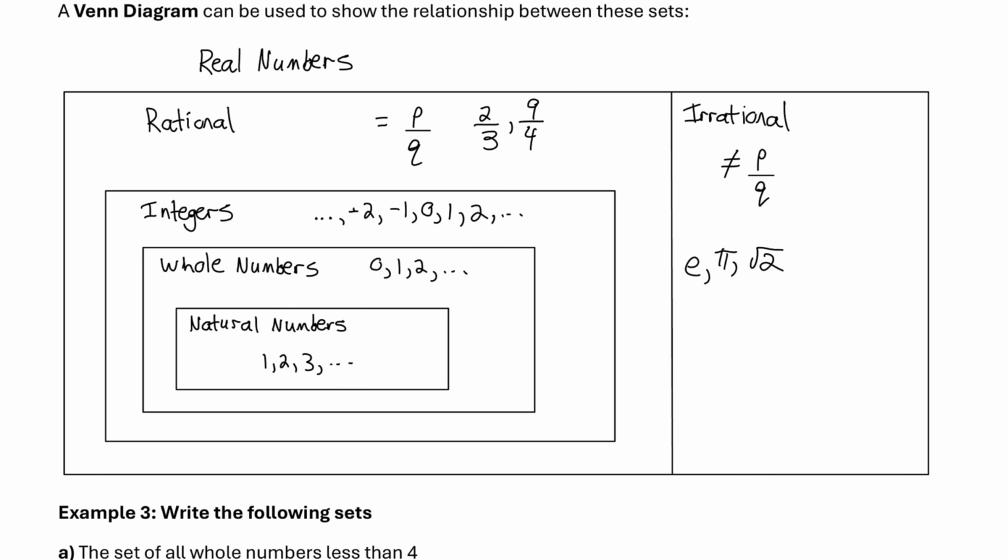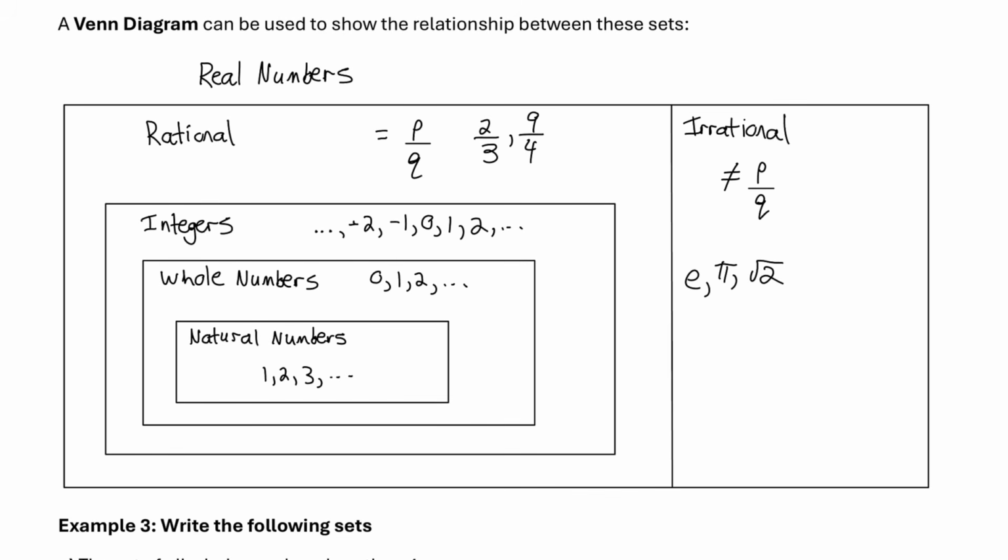And let me remind you about the symbols we can use for each of these sets. Real numbers, we use a capital R. Rational numbers, we use Q. Irrational, we can use P. Integers, we use a Z. Whole numbers, we use W. And natural numbers, we use N.